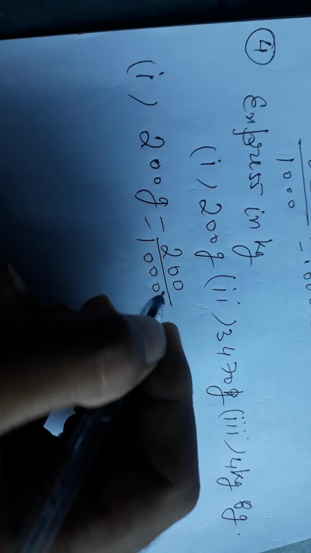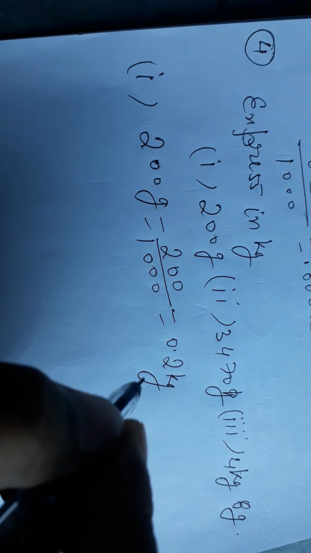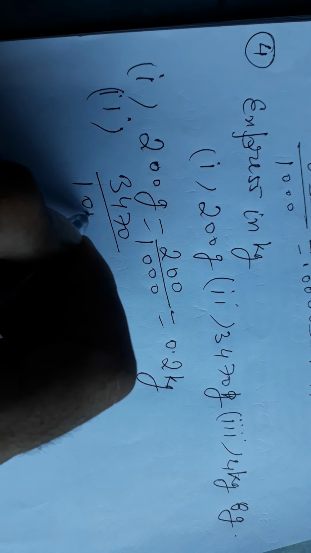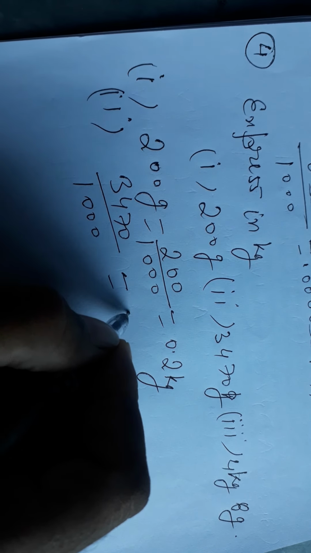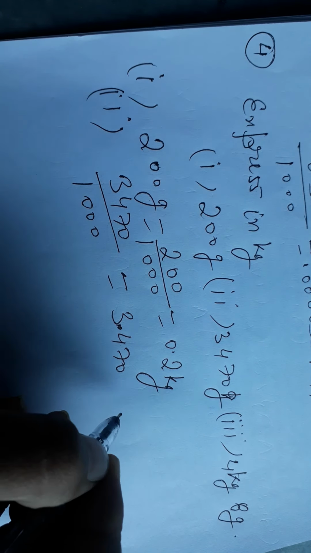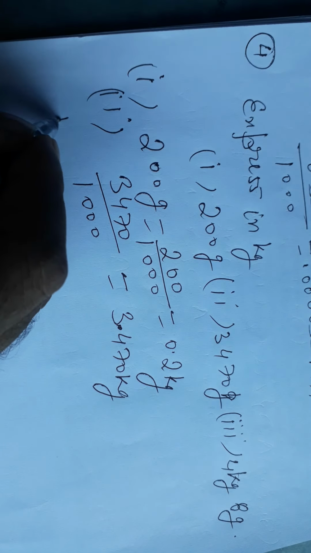Okay, now our first part is 200 gram and we have to convert it in kilograms. So 200 divided by 1000, we get 0.2 kg. Now we will convert our 3470 gram into kilograms. We have to divide this by 1000, which is 3.470 kg.